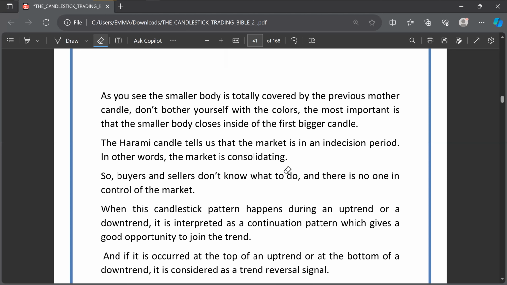Now, buyers and sellers don't know what to do. They don't know what to do. Now, there's no one in control of the market. When this candlestick pattern happens during an uptrend, now we are talking about an uptrend or the reversal again. So when this candlestick pattern happens during an uptrend or a downtrend, it is interpreted as what? A continuation pattern, which gives a good opportunity to join the trend.